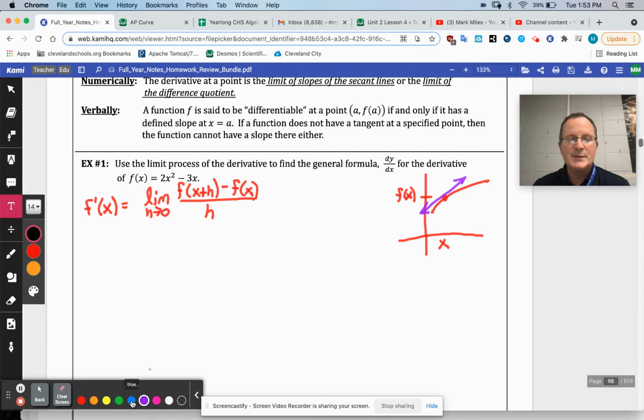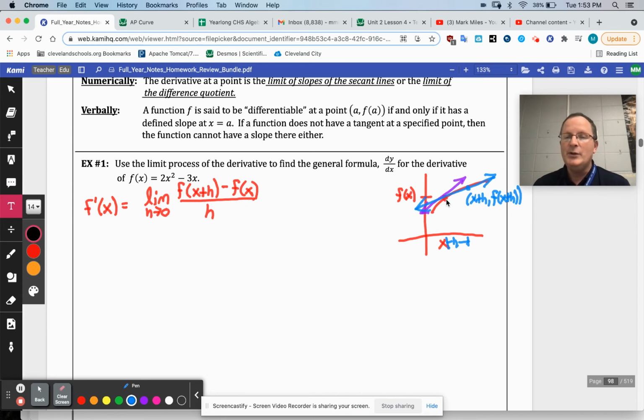But what we're going to do is go on down the line, h down the line, to this point, whose x value would be x plus h, and its y value would be f of x plus h. So we're going to use this secant line to approximate the purple.